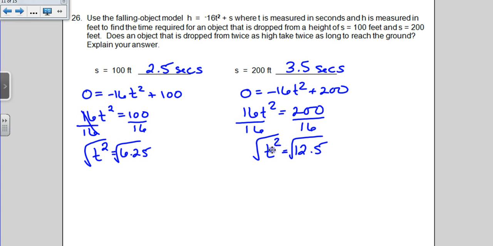So did it take twice as long for the object to reach the ground? No, it did not. And the explanation for you at this level could just be, when I worked out the math, a 100-foot drop took 2.5 seconds and a 200-foot drop took 3.5 seconds. That's fine. But the reason it doesn't have that sort of a relationship is because this is not a linear equation. This is a quadratic equation.